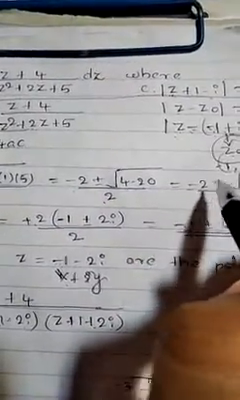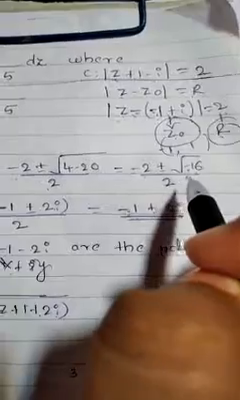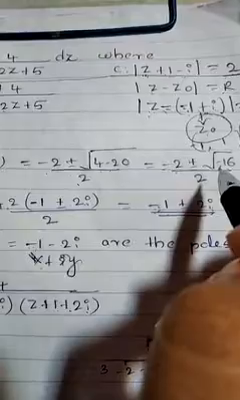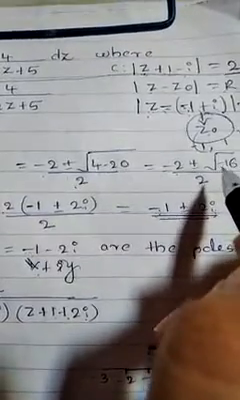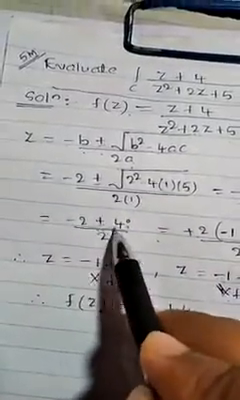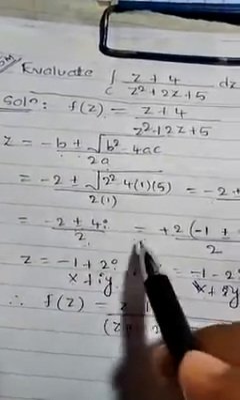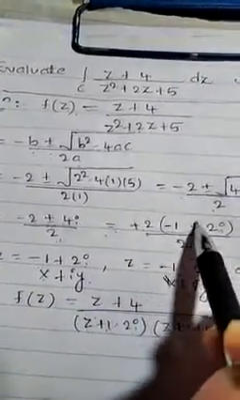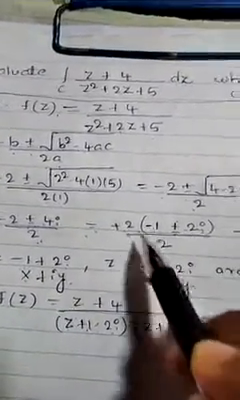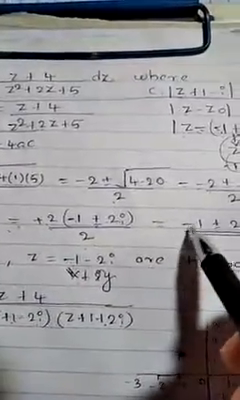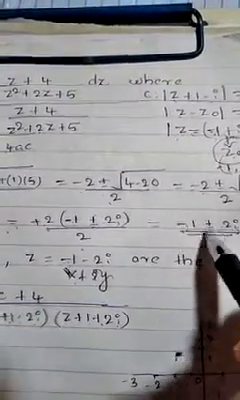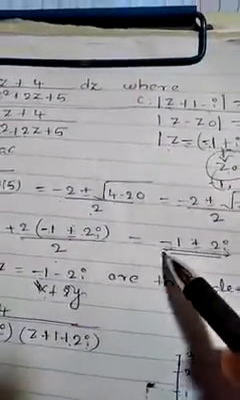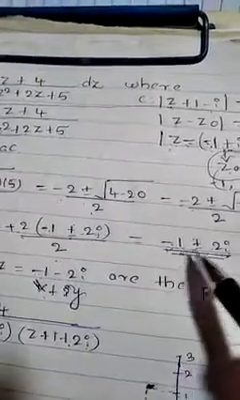That is equal to minus 2 plus or minus root of 4 minus 20, that is minus 16, divided by 2. Root minus 16 is 4 into root minus 1, that is 4i. Minus 2 plus or minus 4i divided by 2. Here 2 is common. Take 2 outside, into minus 1 plus or minus 2i, divided by 2. The 2 gets cancelled, remaining minus 1 plus or minus 2i. Here the poles, the roots, are minus 1 plus 2i and minus 1 minus 2i.